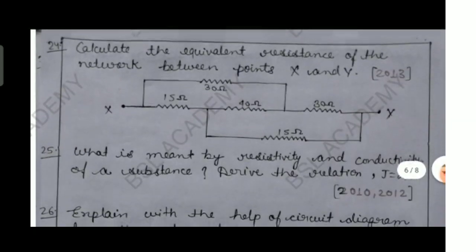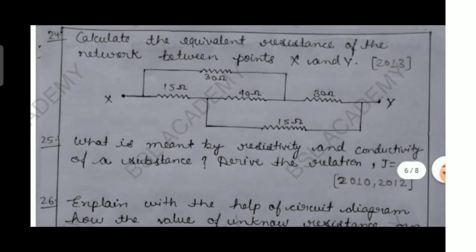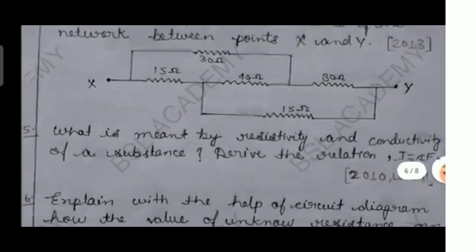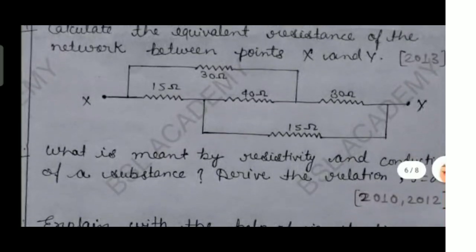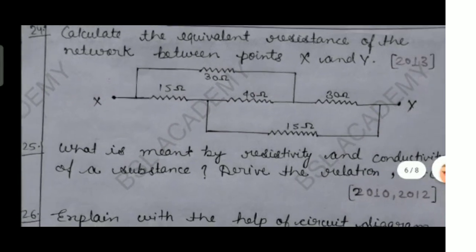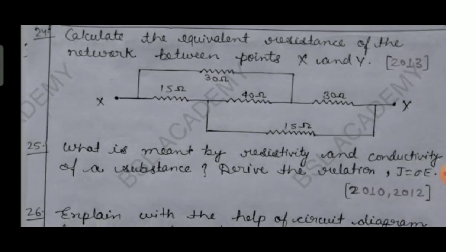Now next, calculate the equivalent resistance of the network between point X and Y. So here you can see point X and Y. The diagram is given here. So please calculate it. This is a numerical problem, and this is from combination of resistances, 2013.